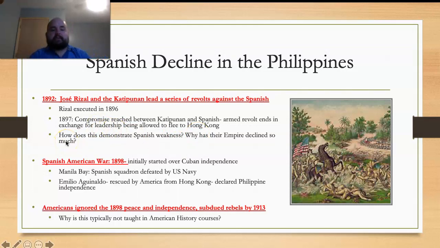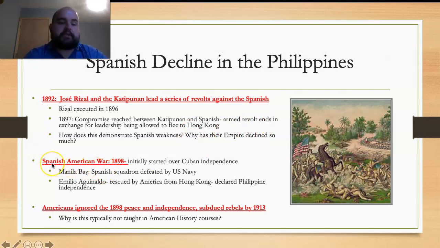Now, how does this maybe demonstrate Spanish weakness in the Philippines? Alright, so this is probably a fairly obvious one. They're not able to completely subdue and control their colonies like some of the other countries we've looked at have been able to do. Because of the increased competition from these other countries in the Industrial Revolution, Spain is declining and the Spanish Empire is greatly declining during this period.